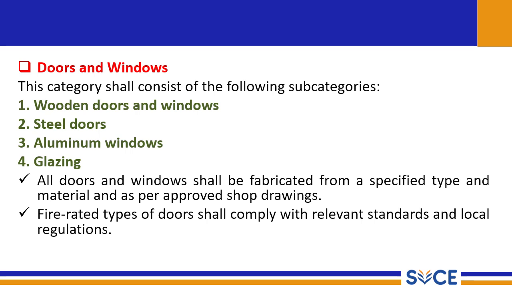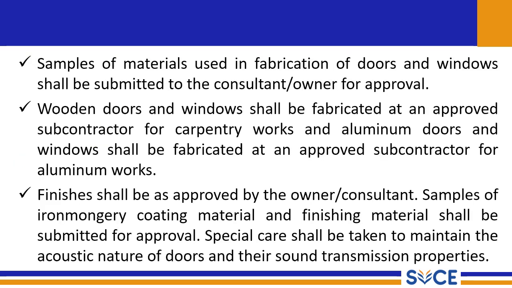Doors and windows. This category shall consist of the following subcategories: wooden doors, windows, steel doors, aluminum doors, glazing, etc. All doors and windows shall be fabricated from the specific type and material as per approved shop drawings. Fire rated doors shall comply with relevant standards and local regulations. A sample of materials used in the fabrication of doors and windows shall be submitted to the consultant for approval.